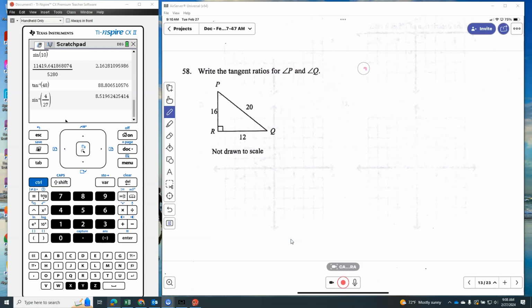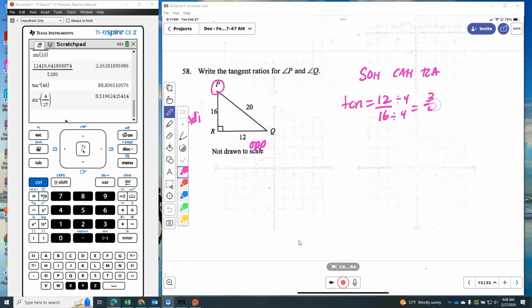So we need to write the tangent ratios of angle P and angle Q. So we're going to write the mnemonic statement, which is SOH CAH TOA. So we go to P. Tangent is opposite, which is 12, over 16. This is opposite, this is adjacent. Divisible by 4, so it's 3 over 4. Q, tangent of Q is opposite, which is 16, over adjacent, which is 12, and it's going to be the reciprocal, 4 over 3. So this is tangent of P, and I forgot to put P there.